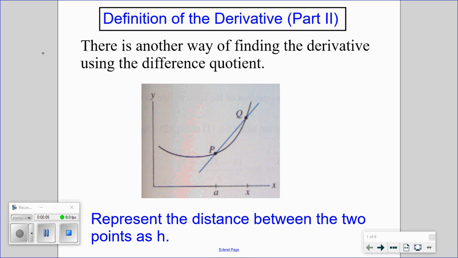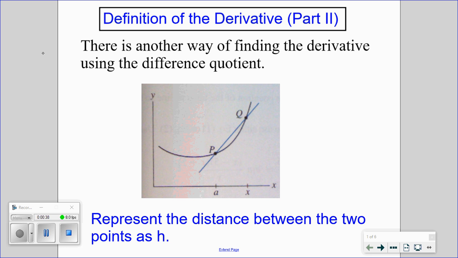Hi everyone. In this video, we're going to look at a different way of finding the definition of the derivative, or representing the derivative, which remember is the slope of the tangent line, as the limit of the slopes of the secant line. We're still going to use the difference quotient, which is the slope of the secant line, but we're going to represent this scenario a little bit differently.